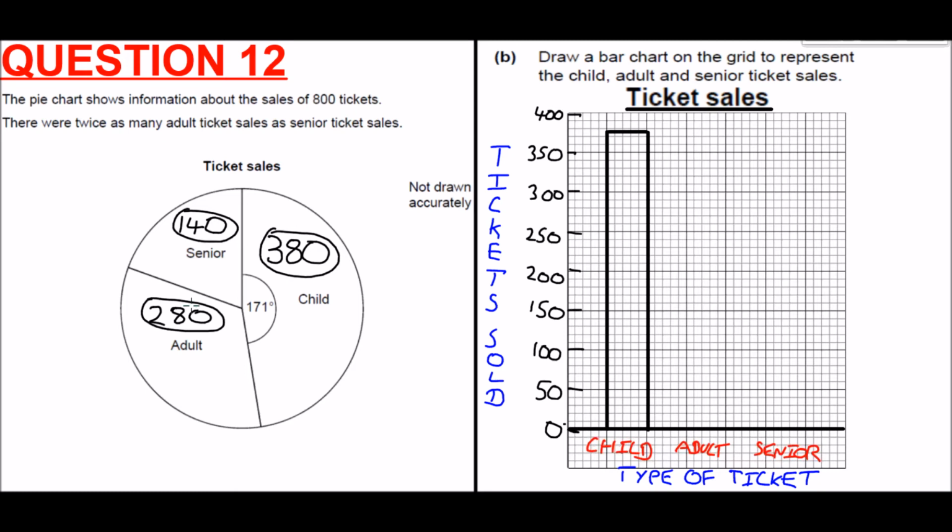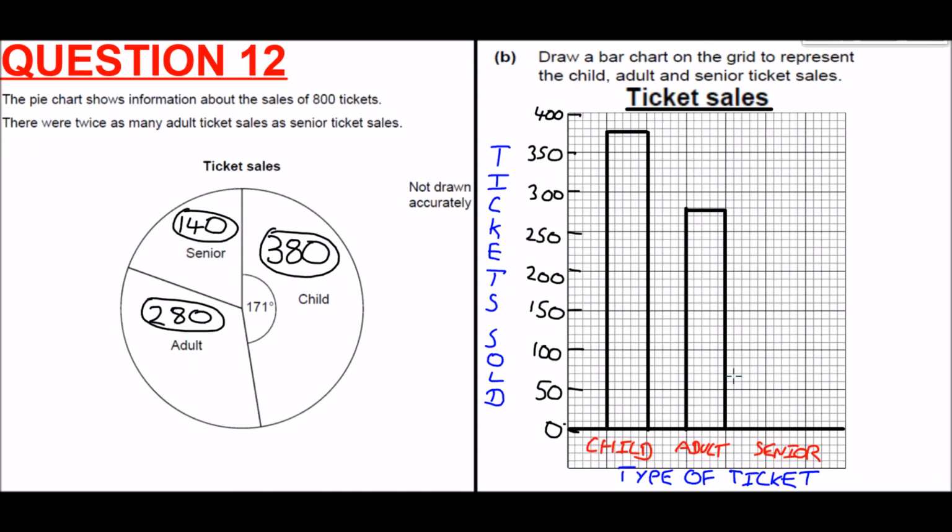The adult tickets, we had 280. And so going up to 280, stopping there. Same at the other side. Importantly as well, when we do a bar chart, the bars need to be equally spaced out and each bar has to have an equal thickness. That's very important. So each bar should be the same width as each other and they should be equally spaced out.